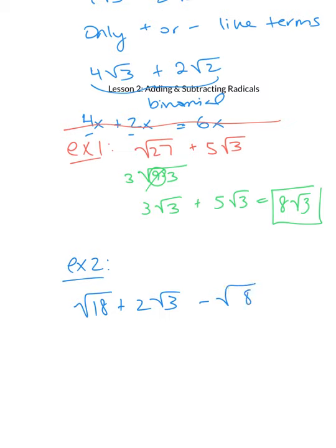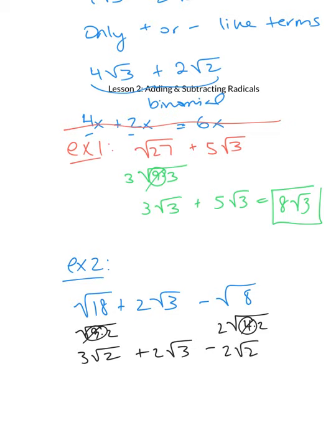Again, they look like unlike terms, but you try to simplify as much as you can. The square root of 18 is really the square root of 9 times 2. 9 is a perfect square, so that's really 3 radical 2. Bring down the 2 radical 3, that can't be simplified. And the square root of 8 contains 4, which is a perfect square, so I'm going to rewrite that as 4 times 2. The square root of 4 is 2, so that's 2 radical 2.